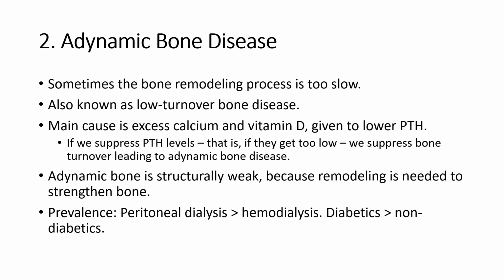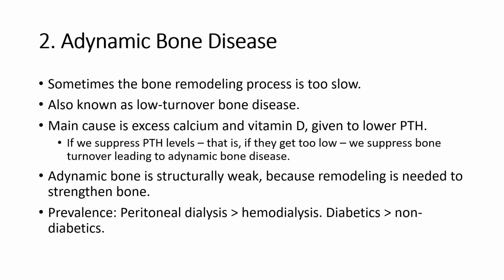The second type of bone disease that we see in dialysis patients is sort of the opposite of high turnover bone disease. It is called adynamic bone disease, also known as low turnover bone disease. So sometimes the bone remodeling process is too slow. The main cause is excess calcium and vitamin D, which we administer to our dialysis patients in order to lower their phosphorus and lower their parathyroid hormones.